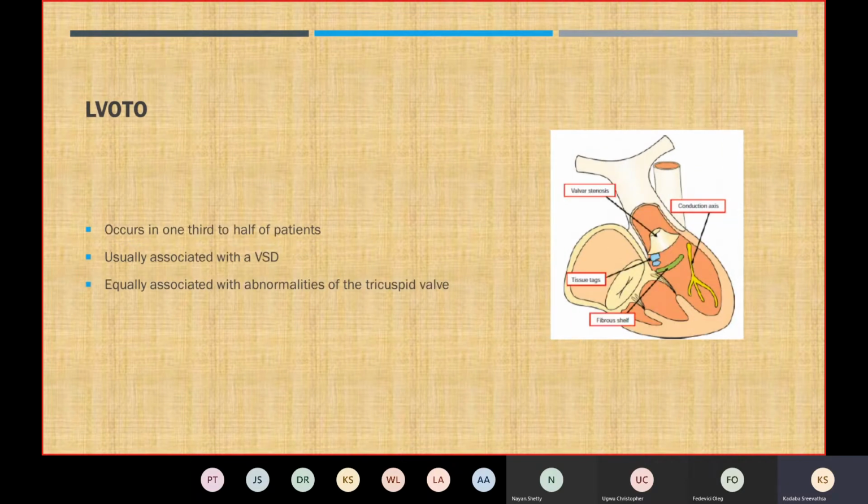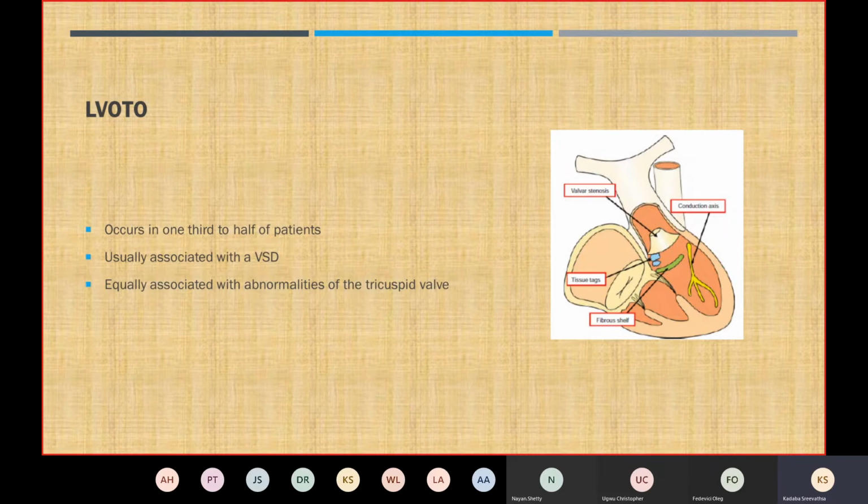Then we have the left ventricular outflow tract obstruction. That is also the pulmonary stenosis, because at the outflow of the left ventricle, there is the pulmonary valve. And this pulmonary stenosis occurs in one-third of patients who have ccTGA. Usually it is associated with the presence of a ventricular septal defect, or it can rarely be an isolated pulmonary stenosis as well.